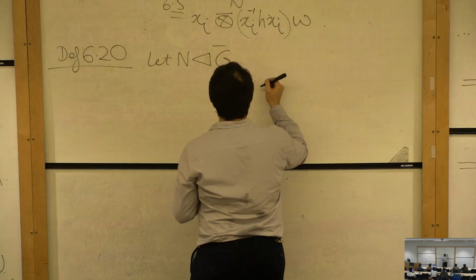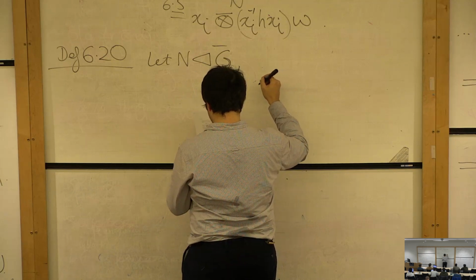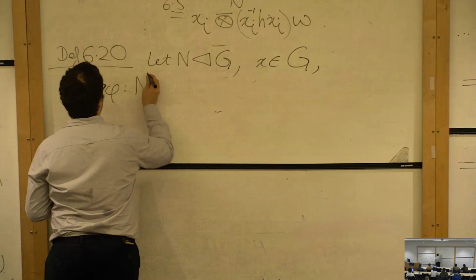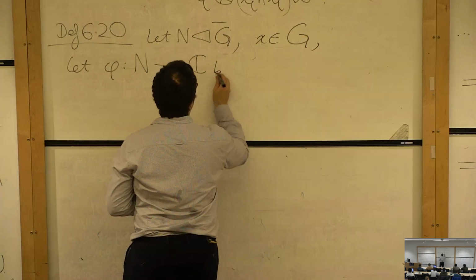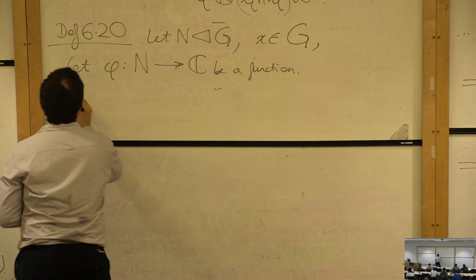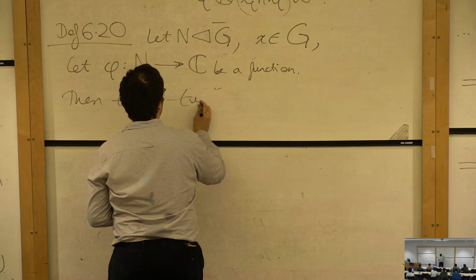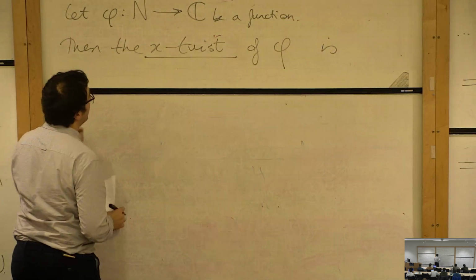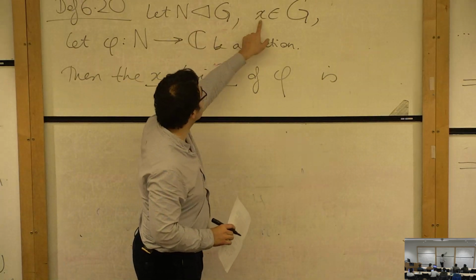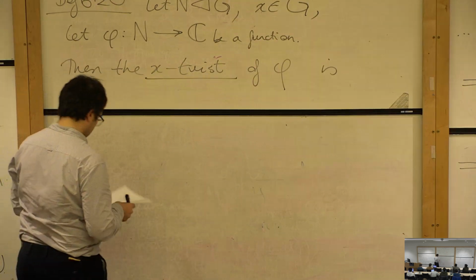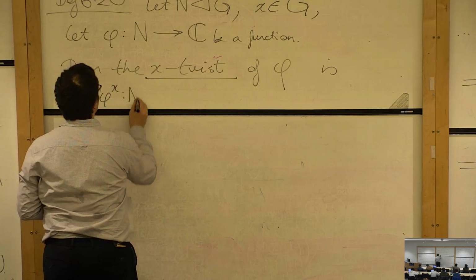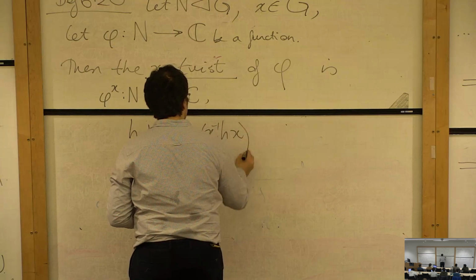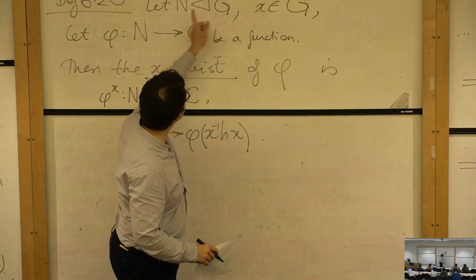Normal subgroup. Okay. Let N be a normal subgroup of G, and let phi be a function of N. Call the x-twist of phi the function I get by precomposing phi with conjugation of N by x, which is well-defined because N is normal. Well-defined because conjugation by x is an automorphism of the group.